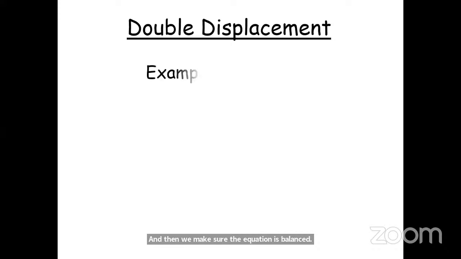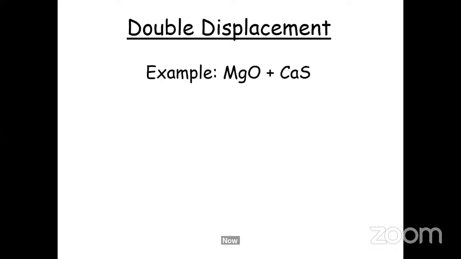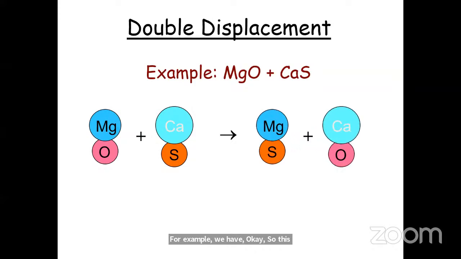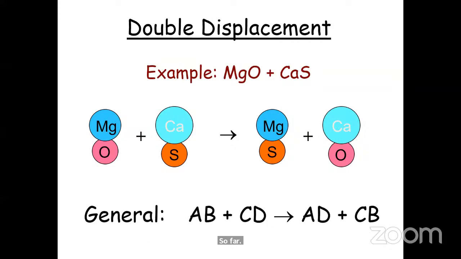Now, double displacements. For example, we have magnesium oxide plus calcium sulfide. So this is magnesium oxide, magnesium and oxygen. We have calcium and sulfur. And then forming magnesium sulfide. You can see here, oxygen went off, sulfur came to replace it. And then in the calcium sulfide, sulfur went, oxygen came to replace it. So this is an example of a double displacement reaction.